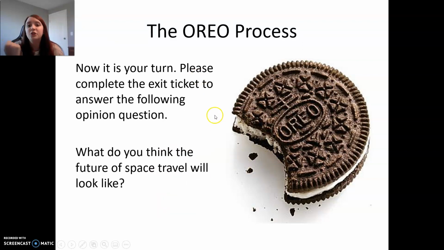So now it is your turn. So you're going to complete the exit ticket that goes along with this, and you're going to answer the following opinion question. What do you think the future of space travel will look like? What do you think space travel is going to look like in our future, basically? So this is what your job is to complete. So go to the Google Form assignment and complete it. If you need to rewatch this video to help with the opinion writing, please feel free to do that.